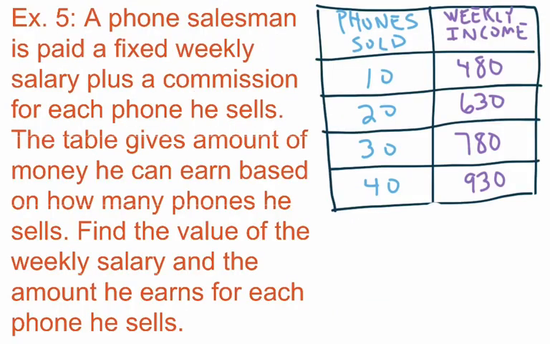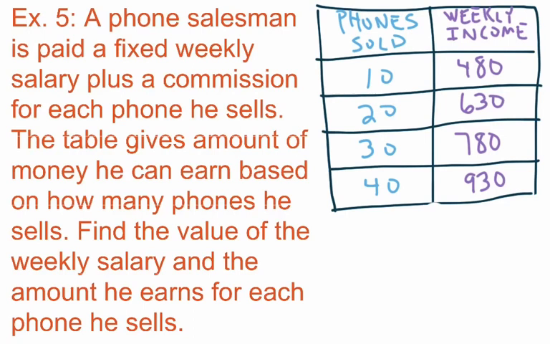All right, for a final example, more of a real-world situation, it says a phone salesman is paid a fixed weekly salary plus a commission for each phone he sells. The table gives the amount of money he can earn based on how many phones he sells. Find the value of the weekly salary and the amount he earns for each phone he sells. All right, so the table has for 10 phones sold, he will earn $480. 20 phones will be $630. 30 phones will be $780, and 40 phones he will earn $930 in a week.